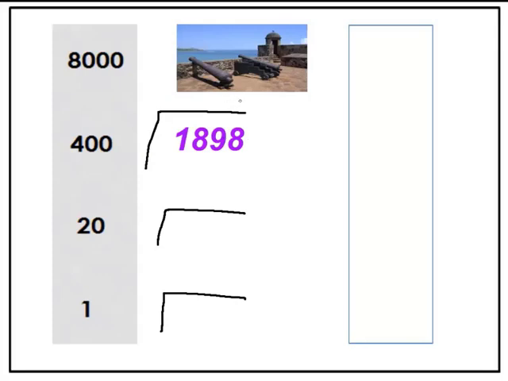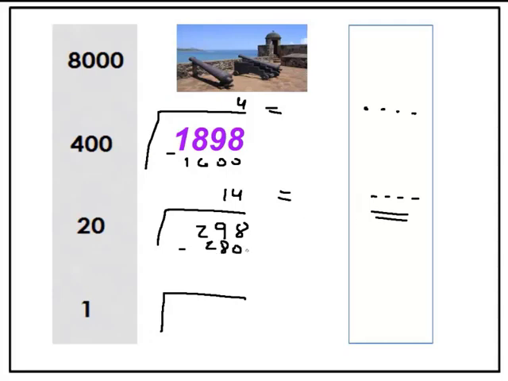All right, 4 is going to go into 1800 4 times. So you're going to have 4 dots. That's going to be 1600. So you subtract, we'll have 298. That'll go in 14 times. There's 14. That is going to be 280. If you subtract, we'll have 18 left over. 1 will go into 18 18 times. There's your number, 4, 14, and 18. That's going to get us the equation for the number 1898.